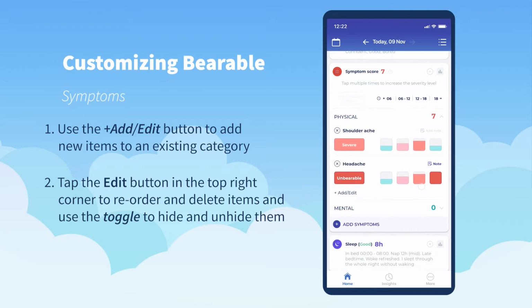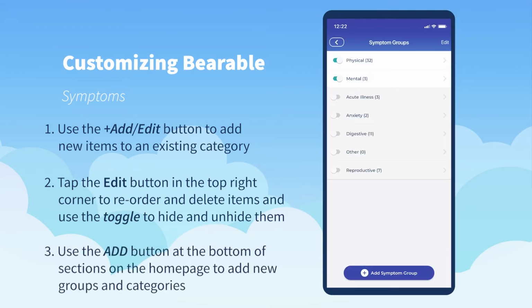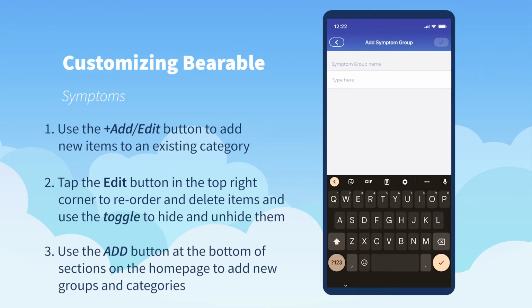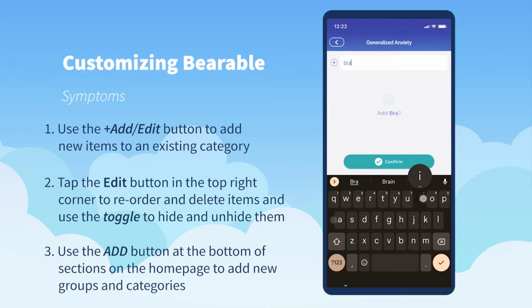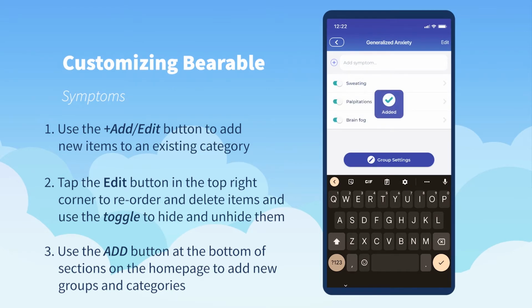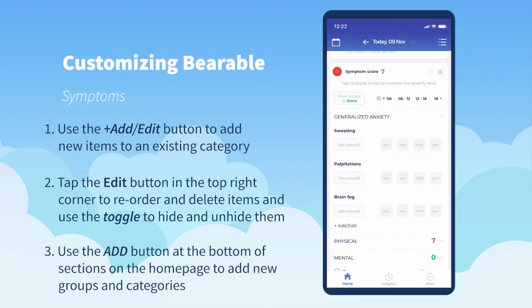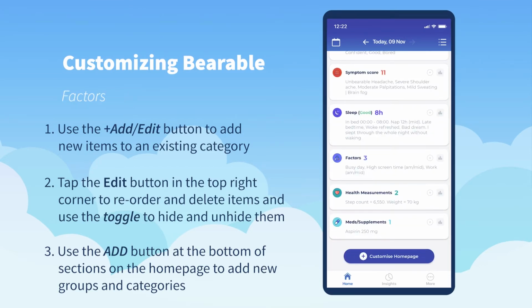And then the next thing you can do is add symptoms and add a symptom group. This is useful if you want to track a specific health condition that you live with. So generalized anxiety is the example here. Once you create that, you can click into it and add symptoms to it, such as brain fog, palpitations, sweating, anything that's unique to your health condition, and you'll see that appear in the symptoms section as its own symptom group.